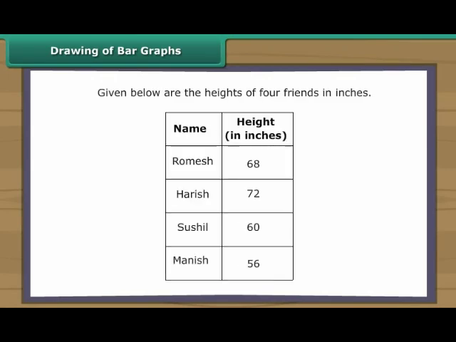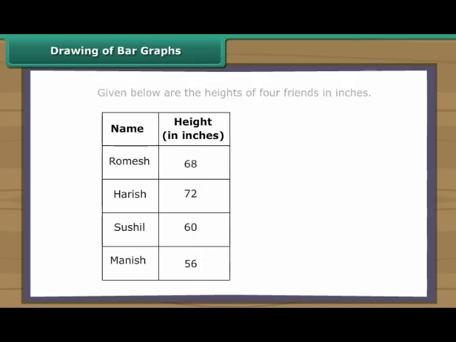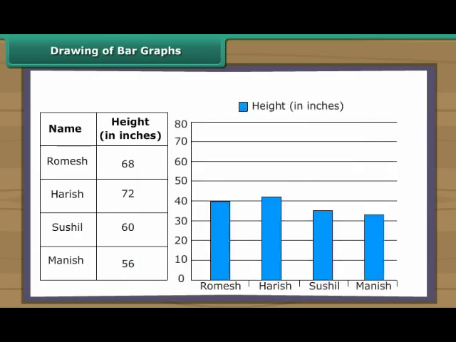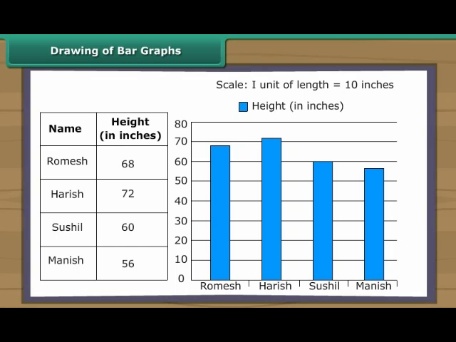Drawing of bar graphs. Let us now draw a bar graph with the help of the given data. As the heights are concentrated near 60, let us measure 10 inches per unit of length. Now let us draw vertical bars. The height of the bars is decided by the heights of the boys in inches. The taller the boys, the taller the bars.